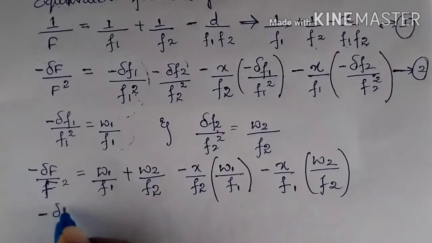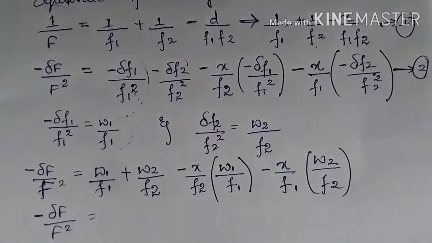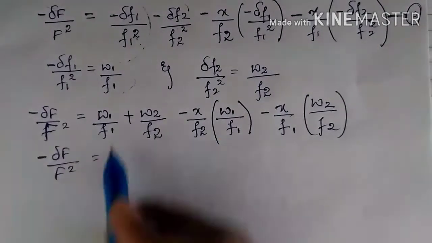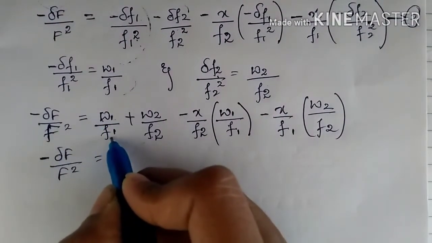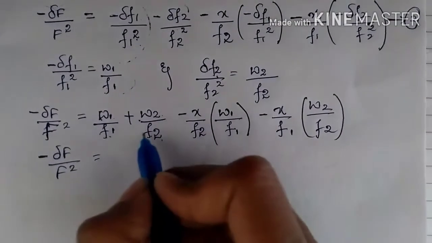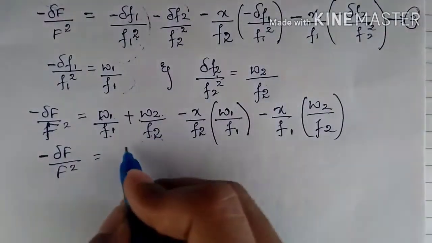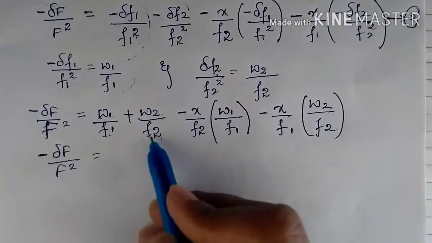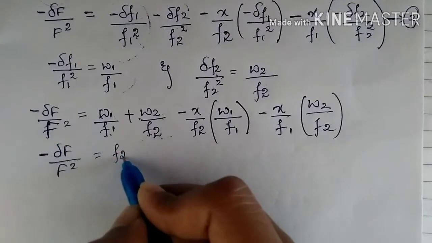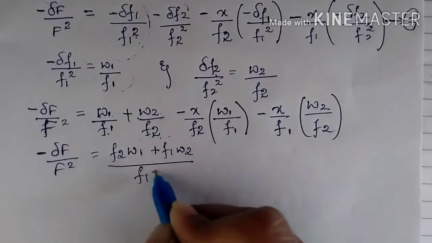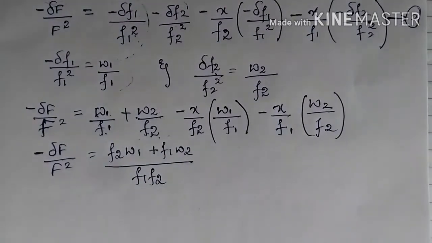So now here you have omega terms and x terms. Let us separate these two terms, or let us take the LCM. So here f2 omega 1 plus f1 omega 2 will be divided by f1 f2. Here you should do cross multiplication. So the LCM of omega 1 divided by f1 plus omega 2 divided by f2 will be f2 omega 1 plus f1 omega 2 divided by f1 f2. So this is for the omega terms.